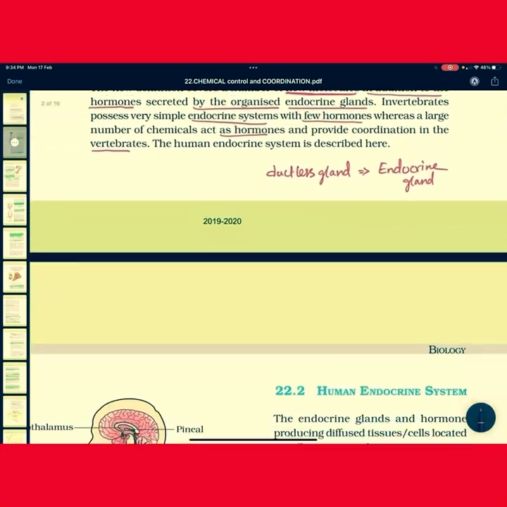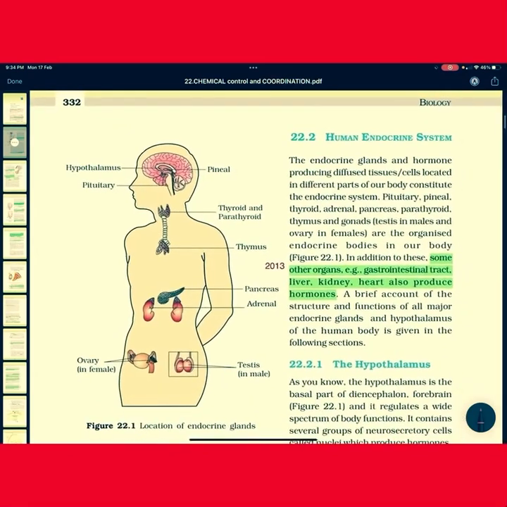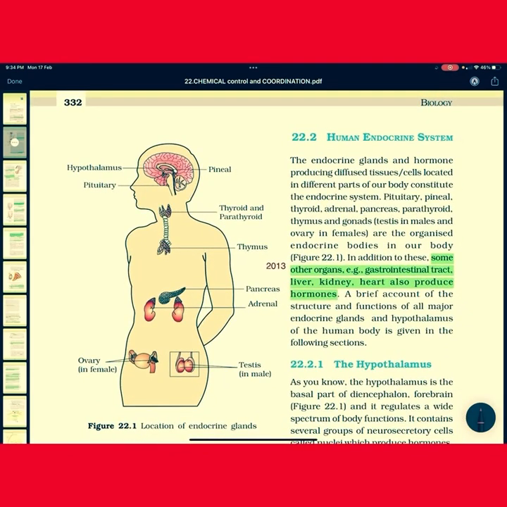Right, so now let us go to the diagram of the human endocrine system. First we go with the paragraph, then we go with the diagram, right? Human endocrine system, let us discuss. The endocrine glands and hormone-producing diffused tissues and cells located in different parts of our body constitute the endocrine system.